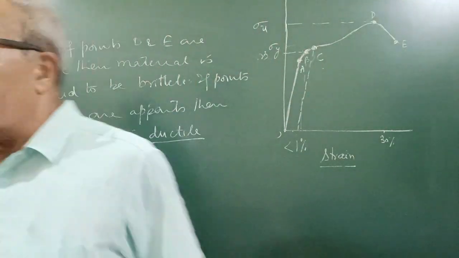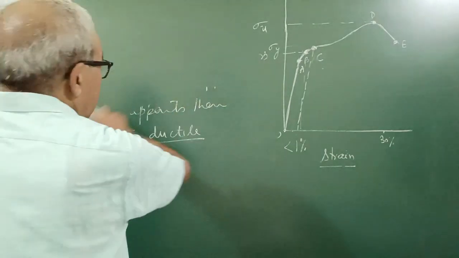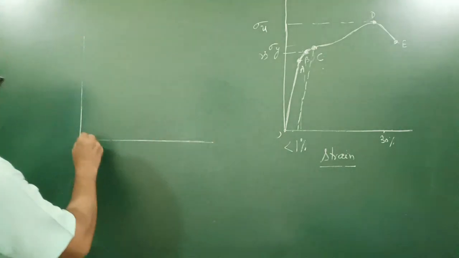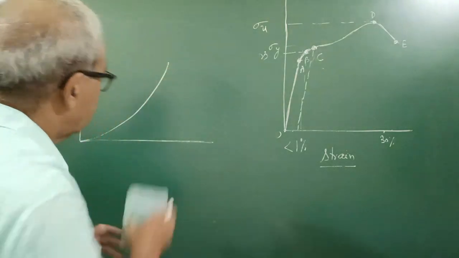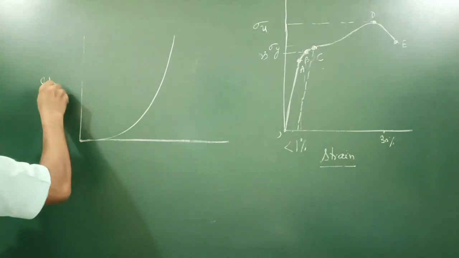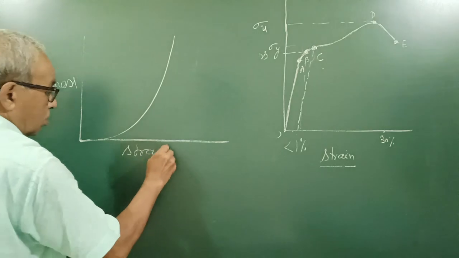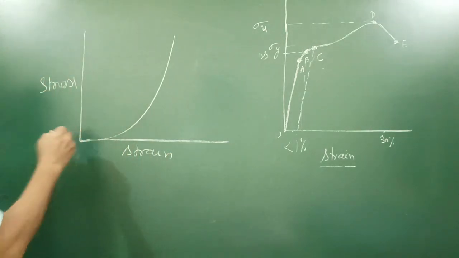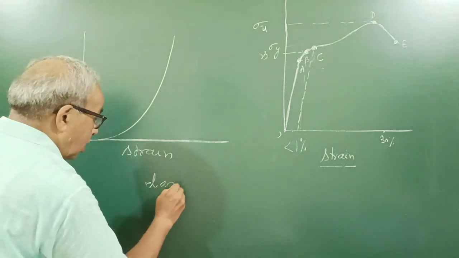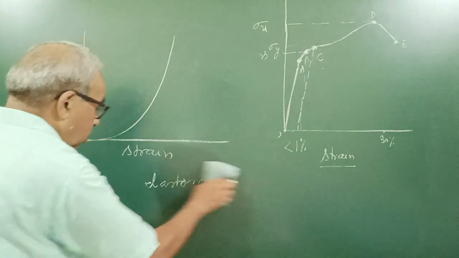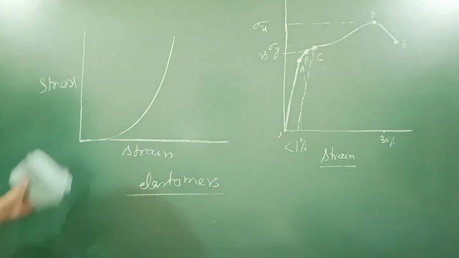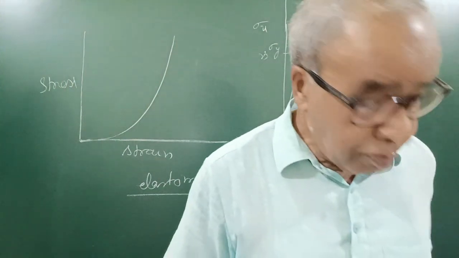There are some materials which do not obey Hooke's law at all, and their length can be increased many times their original length. For rubber, you get a graph like this. Such materials, whose length can be increased many times and which regain their original shape and size after the stress is removed, are called elastomers. For example, a rubber band.